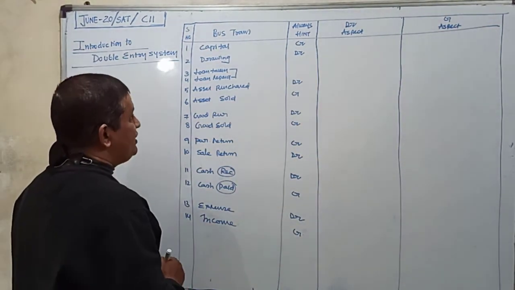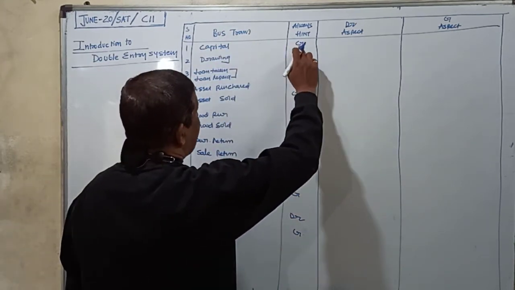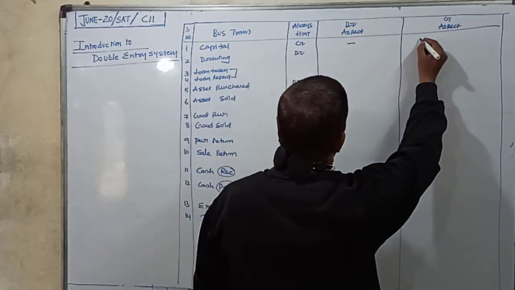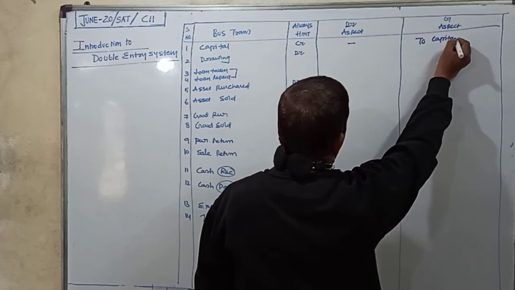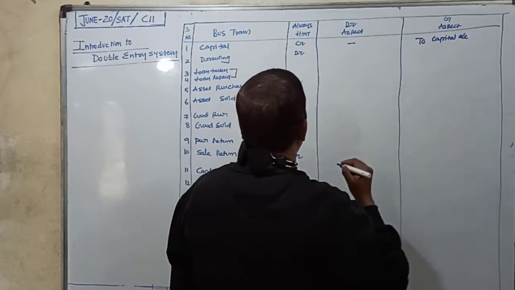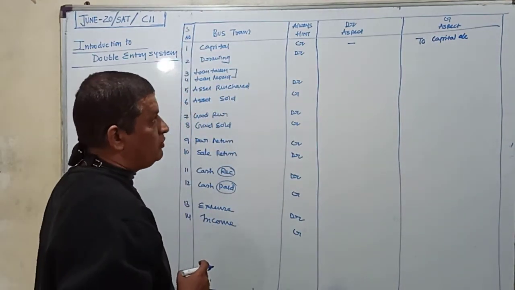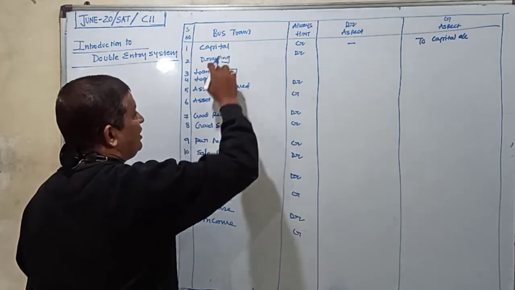Now come to the first thing. We said capital account. Capital is always credit. So if it's credit, we write to capital account. If an account is credited, we prefix it with the word "to". So capital is always credit, so it is to capital account.